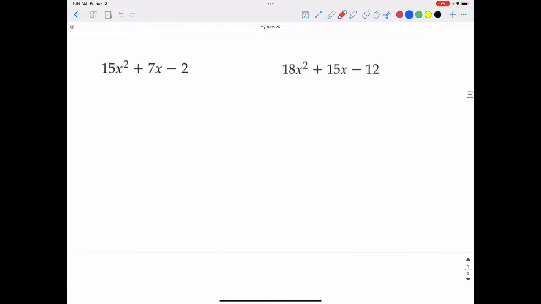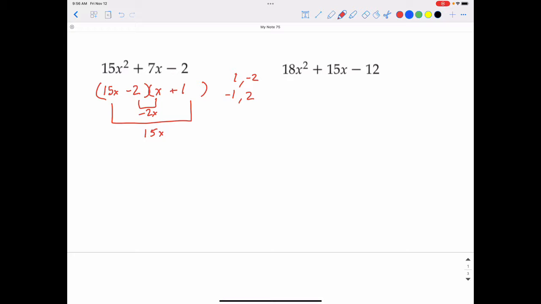15x squared plus 7x minus 2. Can I do a distributive property? I cannot. So let's open up two sets of parentheses. And 15x squared could be split up into 15x and x. So we need factors of -2 that add up to 7x. And the only factors of -2 that we could use would be 1 and -2, or -1 and +2. So if I do 1 and -2, that's going to give me, let's say, -2 over here and +1 over here. That gives me -2x and +15x, which does not add up to 7x.